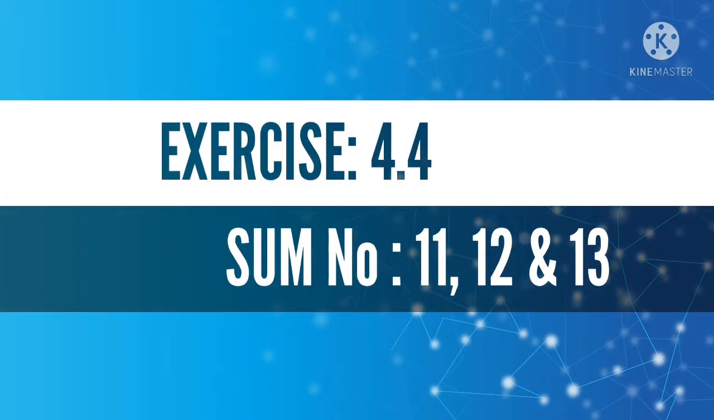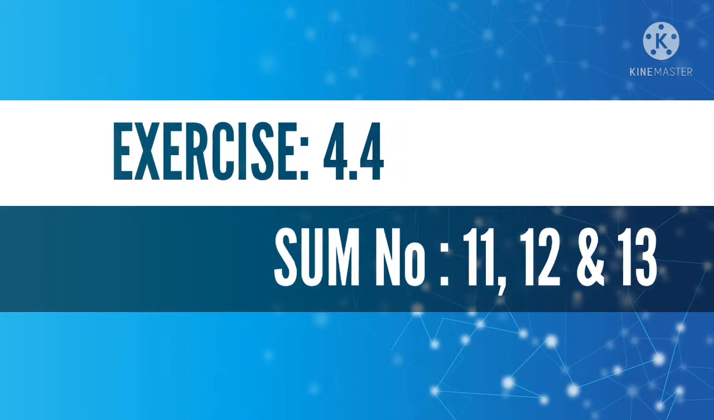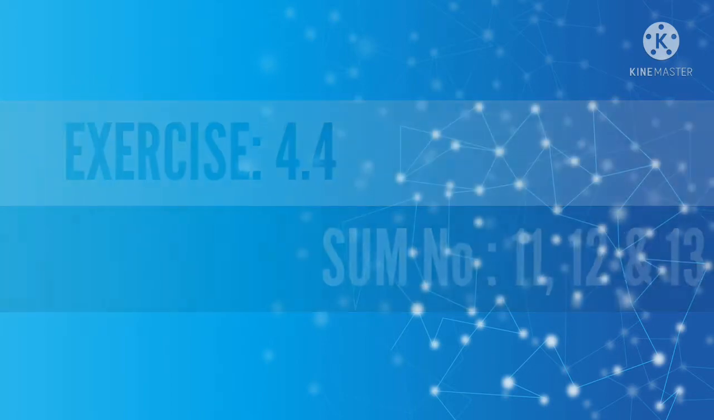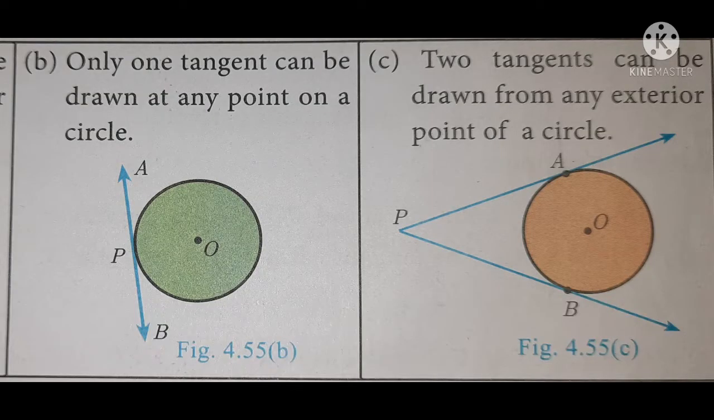Sums from the exercise 4.4, sum number 11, 12 and 13. Only one tangent can be drawn at any point on the circle. Two tangents can be drawn from any exterior point of a circle.